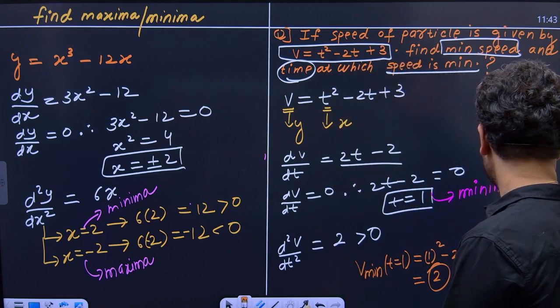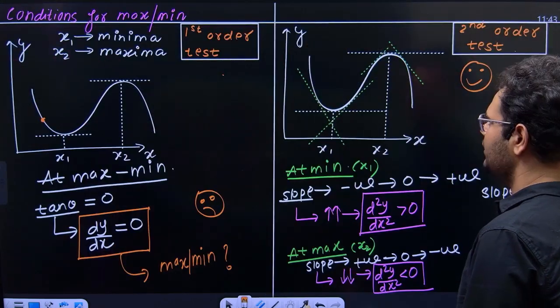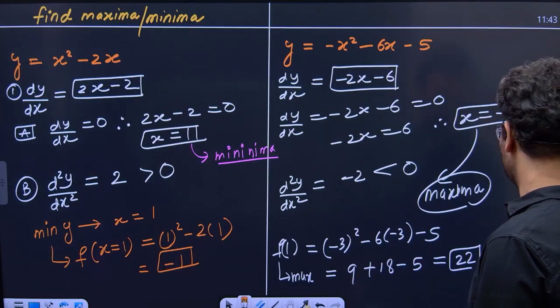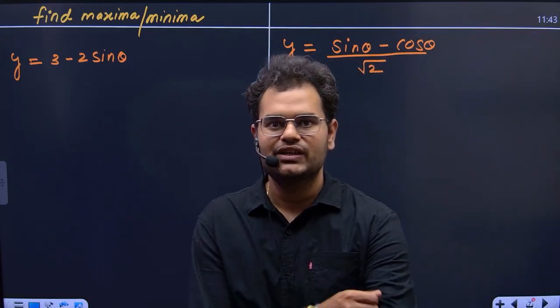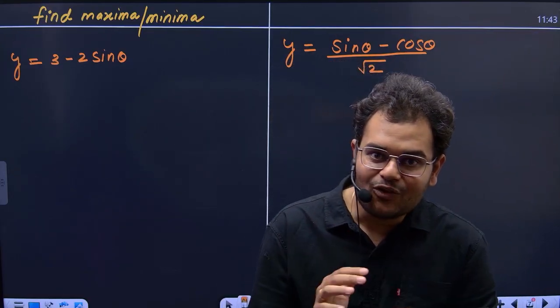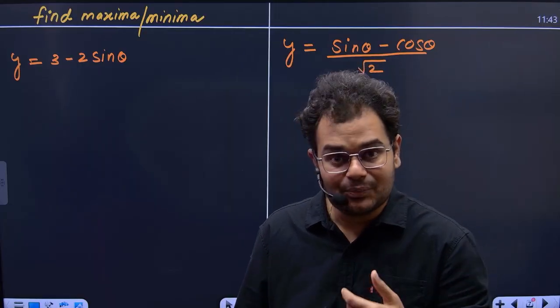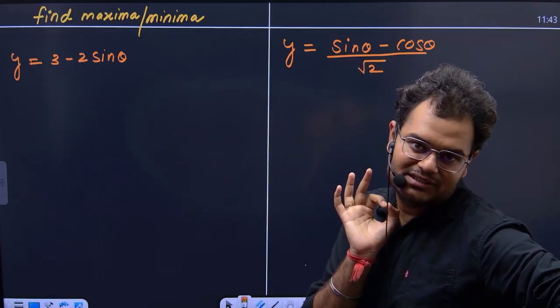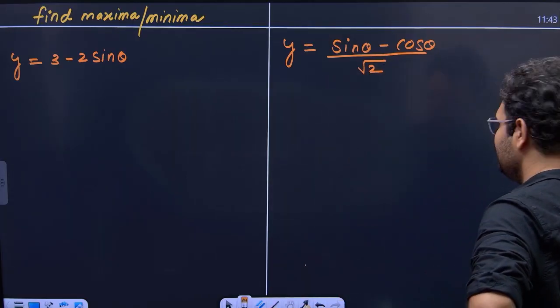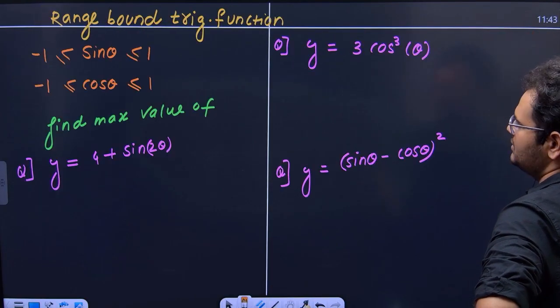So we have solved how many questions? Till now we have solved, I think, 1, 2, 3 and 4 questions. Are you getting confidence slowly and slowly? If you are getting confidence, then go to the next part. What is the next part? Maxima and minima for trigonometric functions.